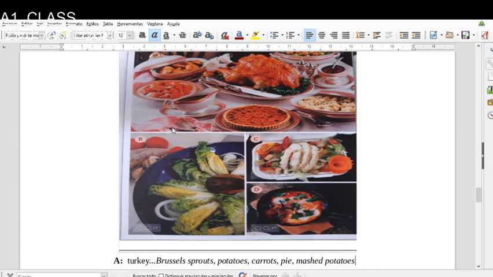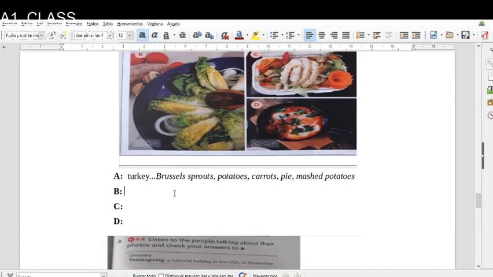Well, focus on B. What can you see on B? In picture B, you can see lettuce, of course. Lettuce, yeah, onion. Tomatoes, very good. Chicken and mushrooms. Very good.